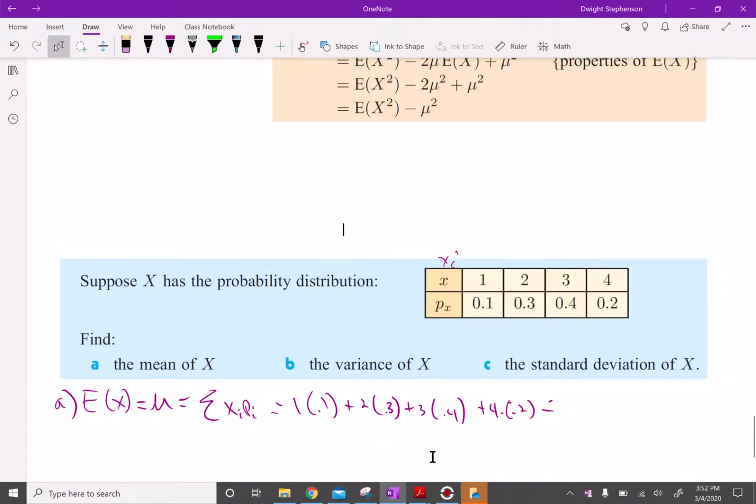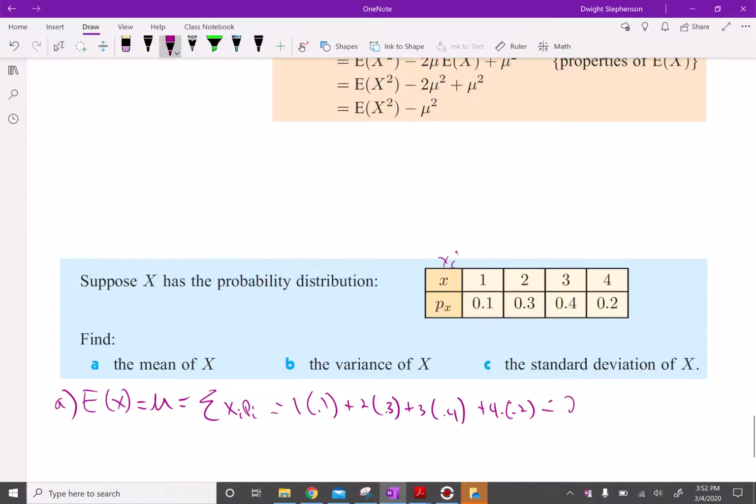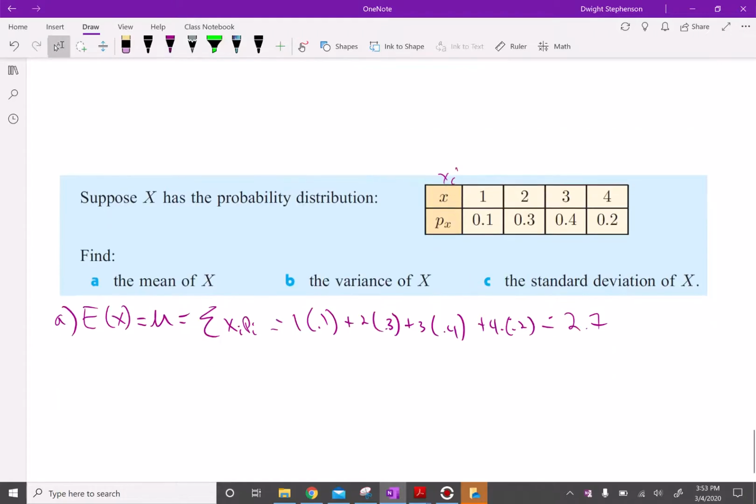And that is, darn it, hold on, 2.7, right? So in this case, we expect 2.7 to come out the most, right? For whatever this is. Maybe it's spinning a spinner of some sort.